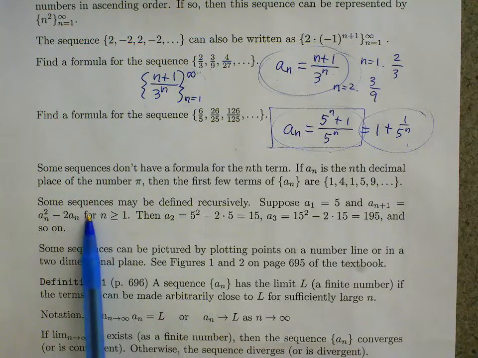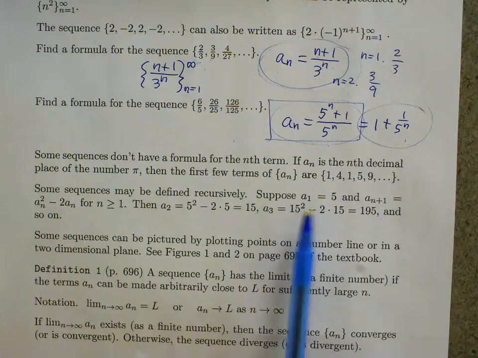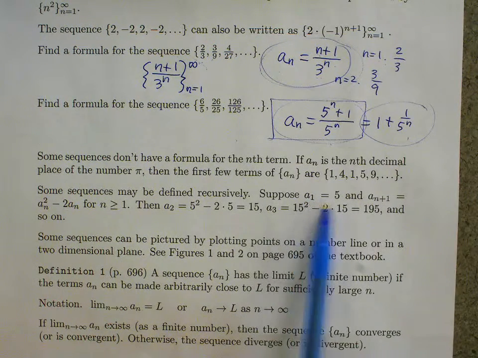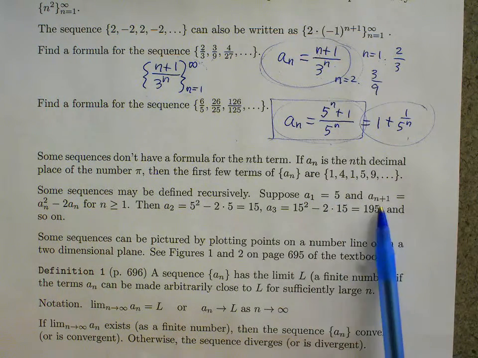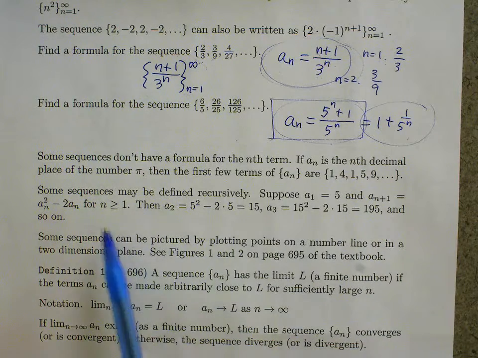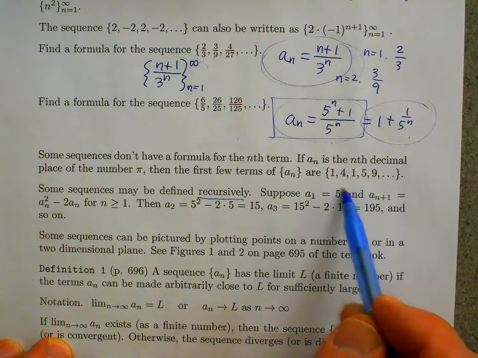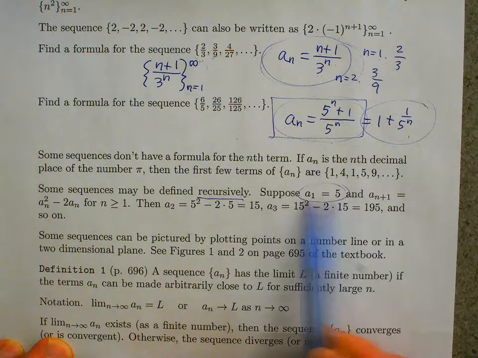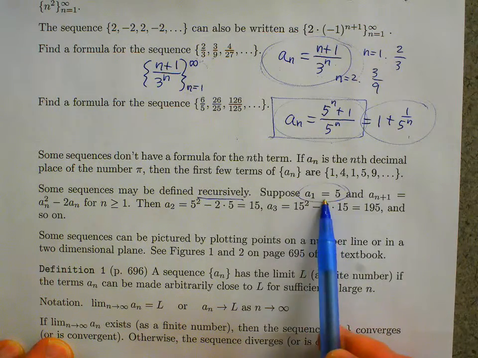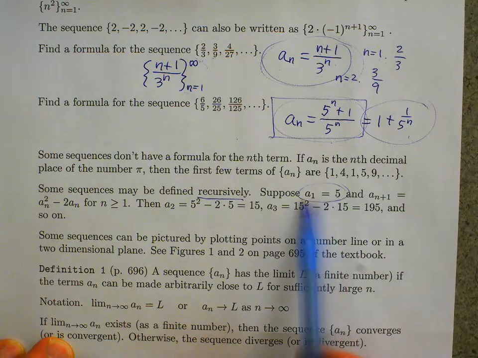Some sequences may be defined recursively. So here's an example. If we start with a sub 1 equals 5, and then a sub n plus 1 is equal to a sub n squared minus 2 times a sub n for n greater than or equal to 1. So recursively just means that after you have at least one of the terms defined, then the subsequent terms are defined in terms of prior terms.